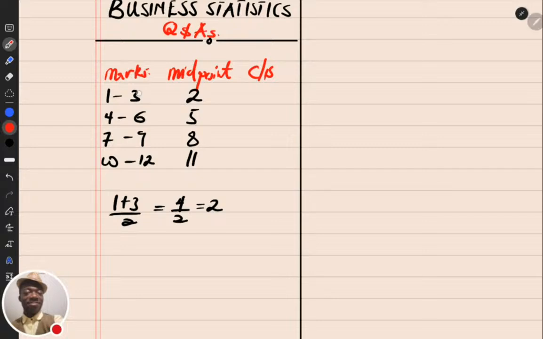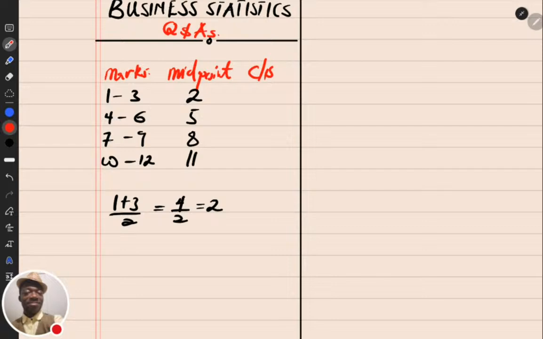So here we have 3, here we have 4, here we have 6, here we have 7, here we have 9, here we have 10. So how are we going to compare the upper limit of a particular class with the lower limit of the next succeeding class? For instance, if I take the second class, 4 to 6, the upper class limit is 6, and the lower class limit is 4.